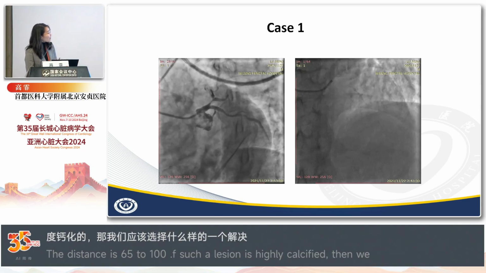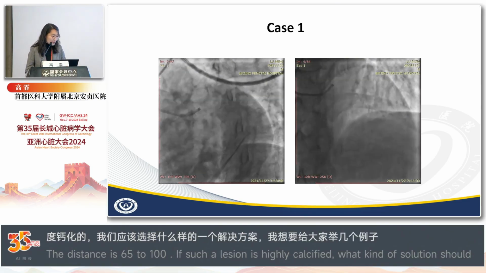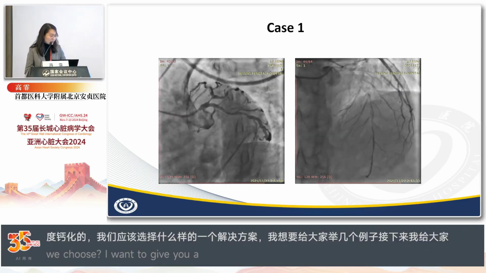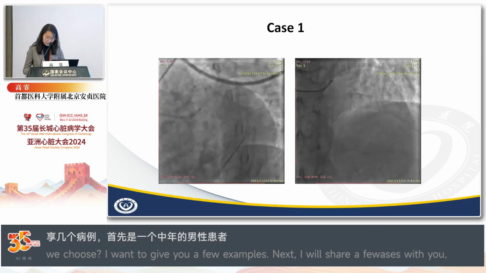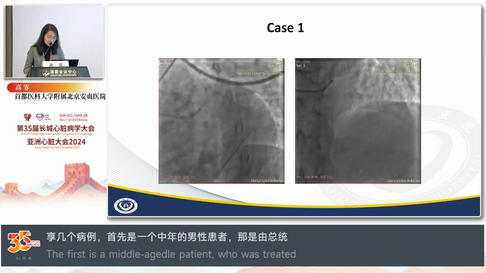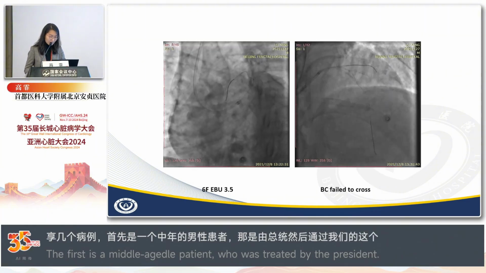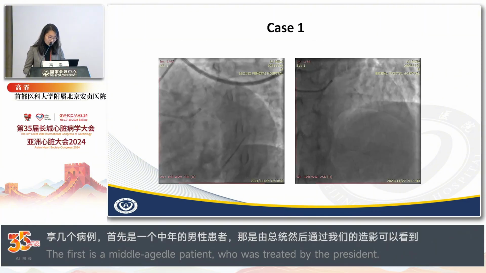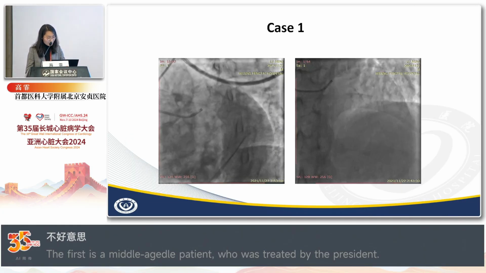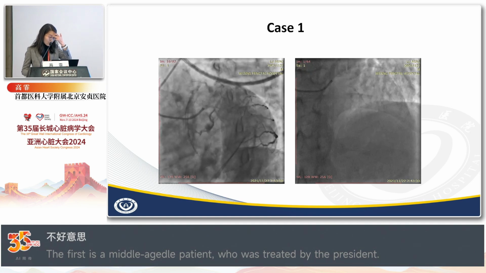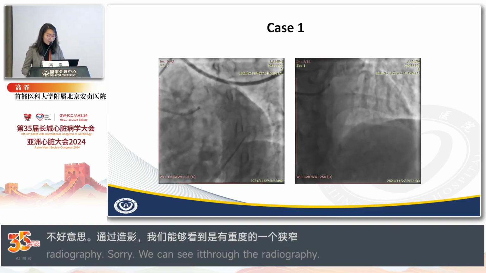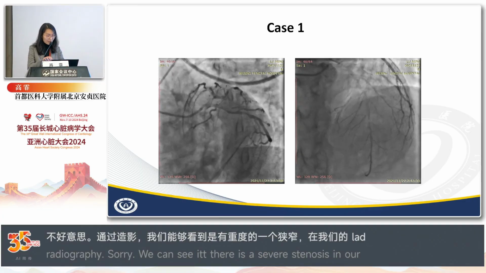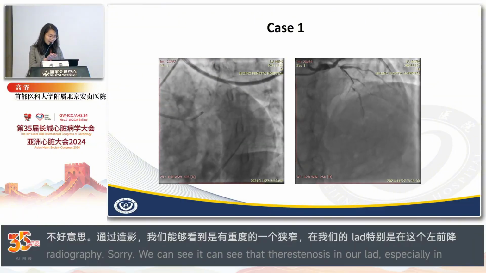So next, we'll have some case examples. The first one is a middle-aged male patient with typical chest pain. From the angiogram, we can see severe stenosis and a diffuse lesion at the LAD. Especially, we can see the acute curve of the mid-LAD. It's like a Z shape.